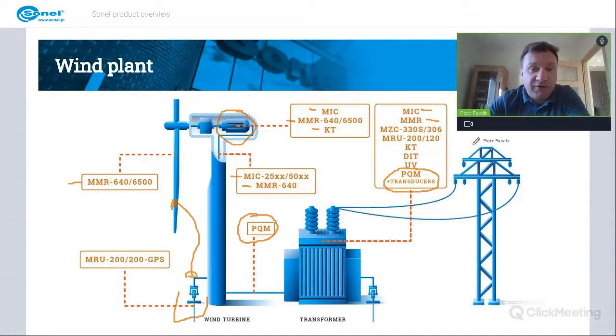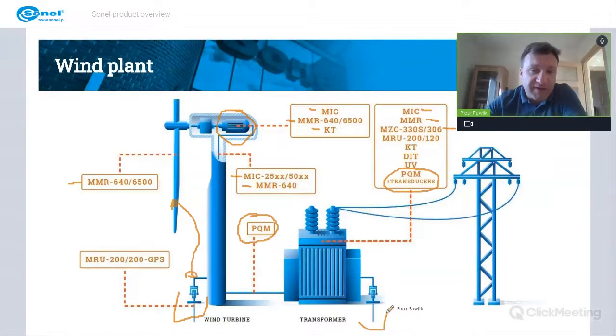continuity with micrometers. We can check short circuit loop. So here we can use MZC 330S or MZC 306. That's because they can work with higher nominal voltages, so up to even 690 volts. They can calculate the short circuit currents. So you can use these two meters.